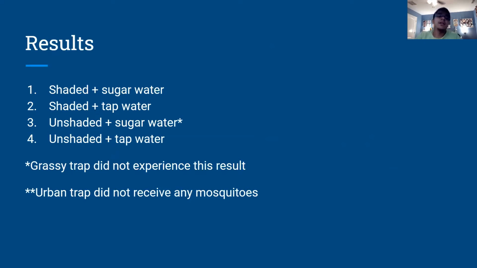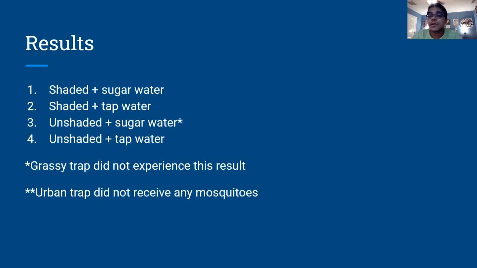I saw that the shaded plus sugar water across the board had the highest number of mosquito larvae recorded. And generally, as you see in the list, that's what the results looked like. Although for result number 3, the grassy trap did not experience the result of unshaded plus sugar water increasing mosquito larvae.